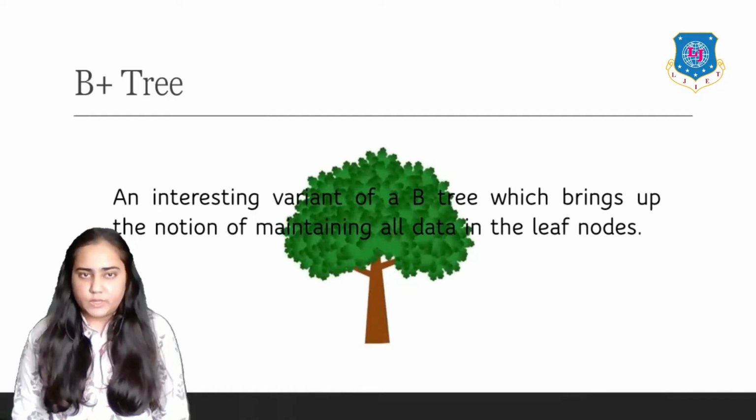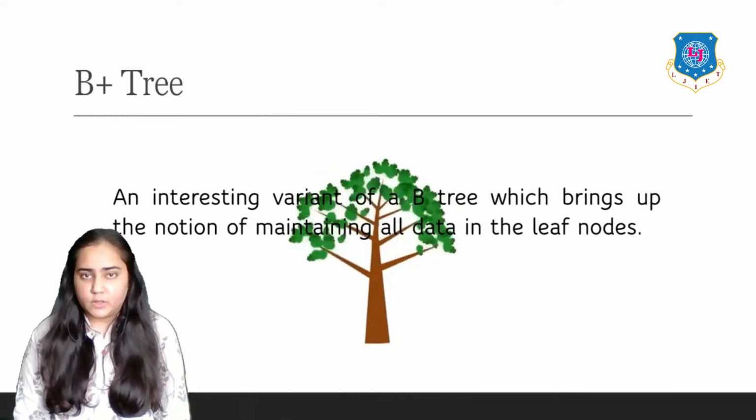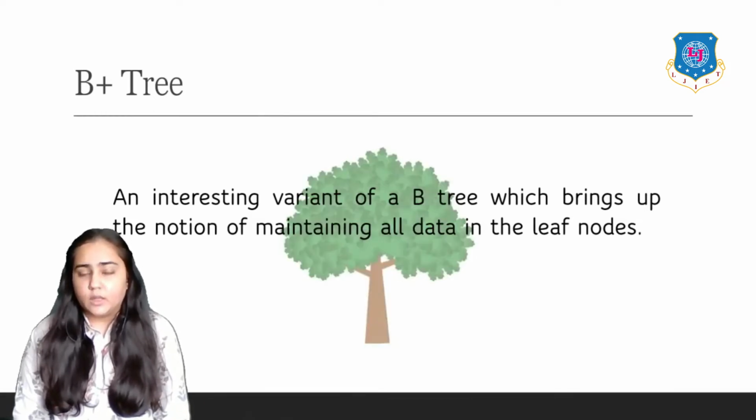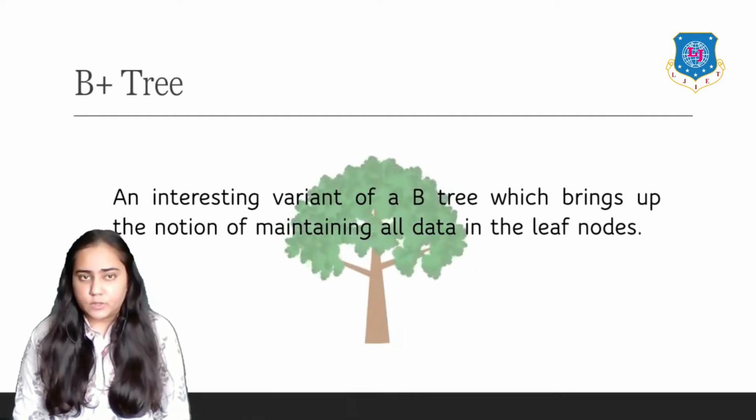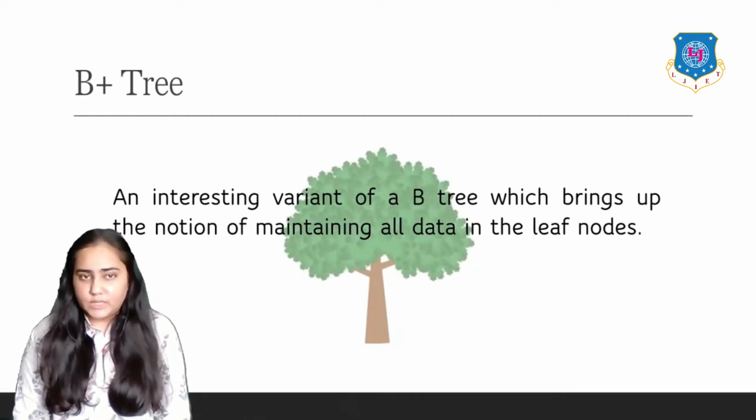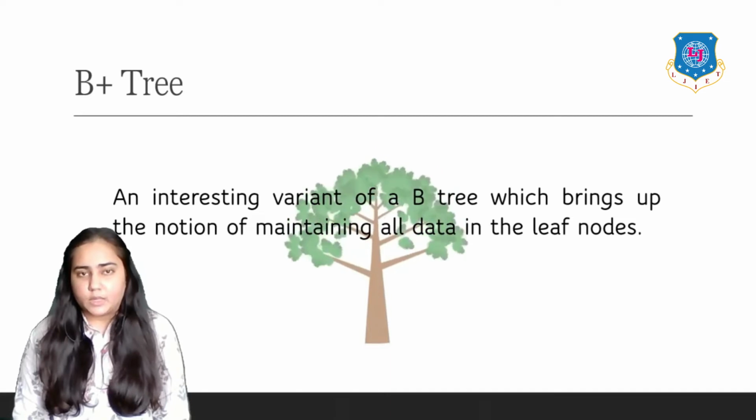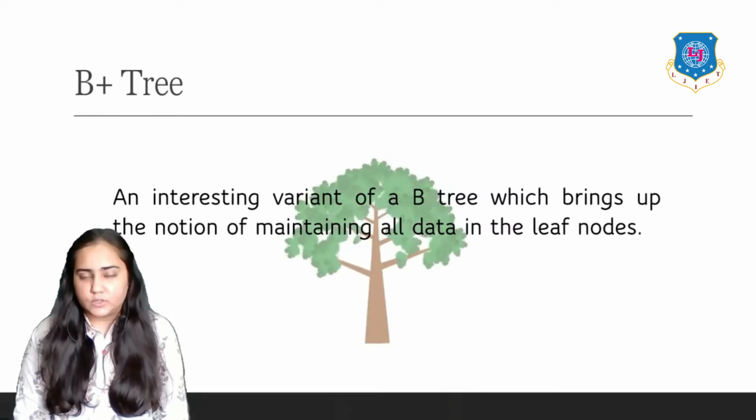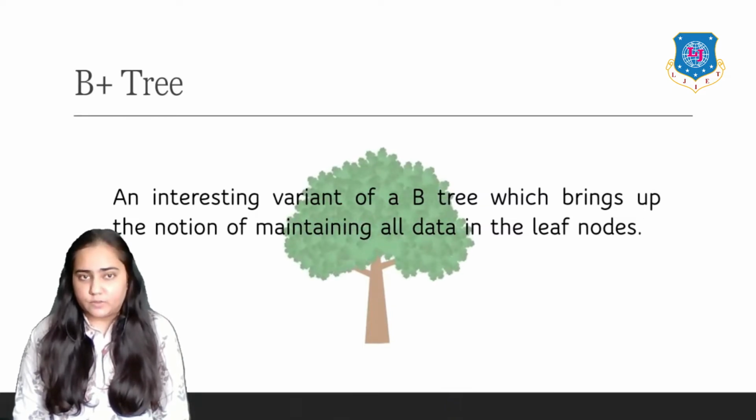So a B plus tree is an interesting variant of a B tree, which brings up the notion of maintaining all data in the leaf nodes. And since we've already studied a B tree, it will be easier for you to understand a B plus tree, which is just some variation of a B tree. The main goal of a B plus tree is to have all the data stored within the leaf nodes of the tree.